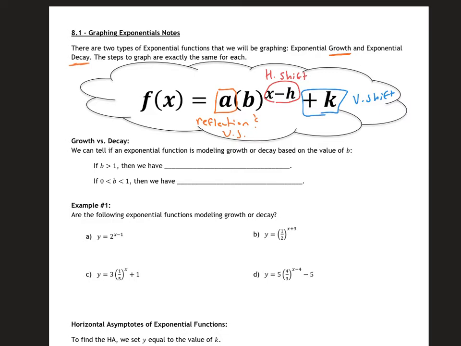So growth and decay, how can we tell the difference? We can tell if an exponential function is growth or decay based off of this b value right here, that number that's getting raised to the power. If b is greater than 1, we always have exponential growth. If b is in between 0 and 1, so it's that fraction, it's exponential decay. And remember, if it's a negative out front, that's going to be a reflection. So we're looking at just that b value.